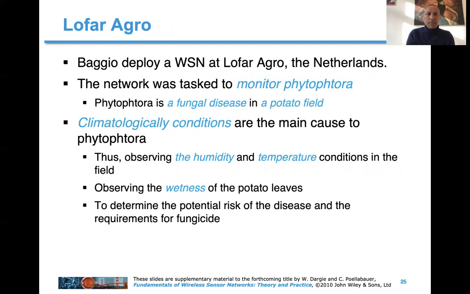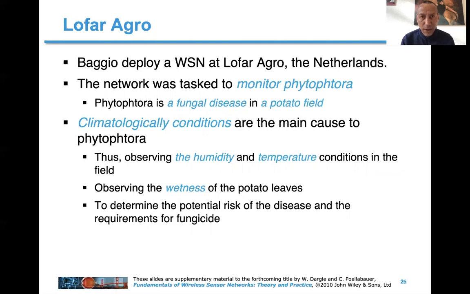The other agricultural field of interest is a potato field in the Netherlands. Potatoes can easily be affected by fungus. And the climate where the fungus can easily thrive depends on the temperature and the humidity of the place. So the purpose of this wireless sensor network was to monitor phytophthora in a potato field. This is a fungal disease affecting the potato.